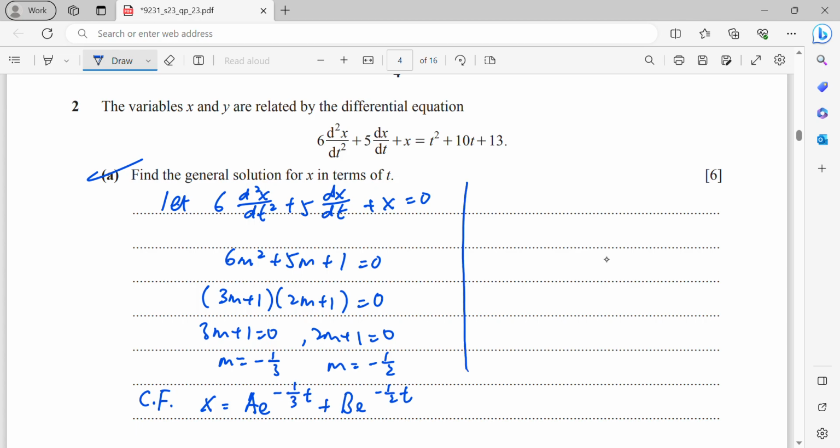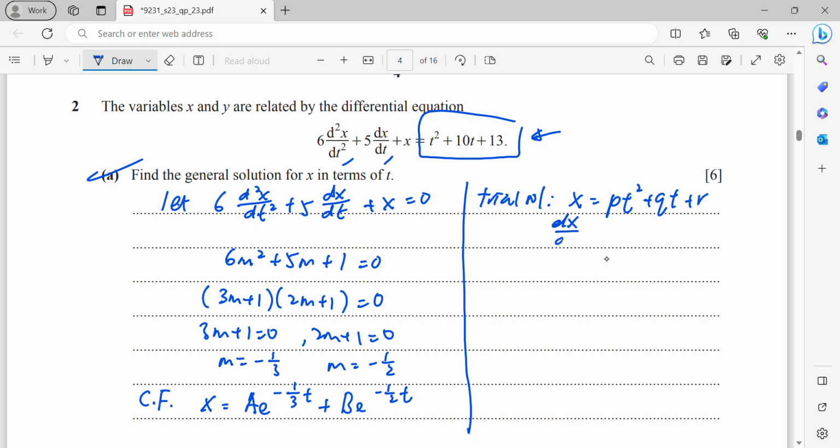Next is to get the particular integral. We need to start with the trial solution, which depends on the function on the right hand side. Since this is a quadratic, my trial solution will be x equals p t squared plus q t plus r. It is a quadratic, but in general form. So now I need to get two differentiations, dx/dt and d squared x over dt squared.